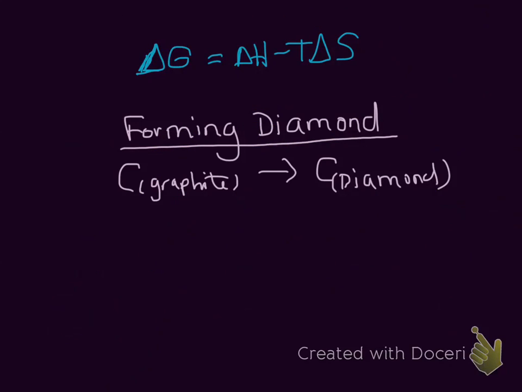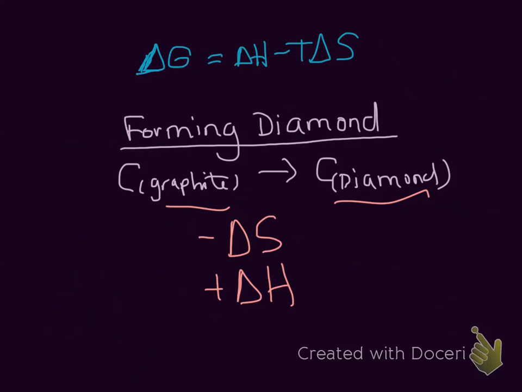So if we look at an example here, forming diamond. So going from graphite to diamond, diamond is the most ordered structure, a crystalline solid. So you'd have to go to more ordered, so that'd be a negative delta S, okay? And it's going to require heat energy, so a positive delta H.